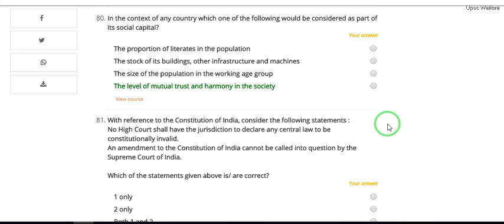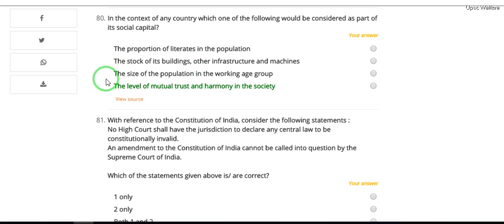Question 80, C: in the context of any country, which one of the following would be considered part of its social capital? Of course, the level of mutual trust and harmony in the society. Because social capitalization is what they're talking about here. If you have a little knowledge of ethics, you know it means mutual understanding and harmony in the society, for example good mutual understanding between the government and the citizens. That will be social capital for that politician.